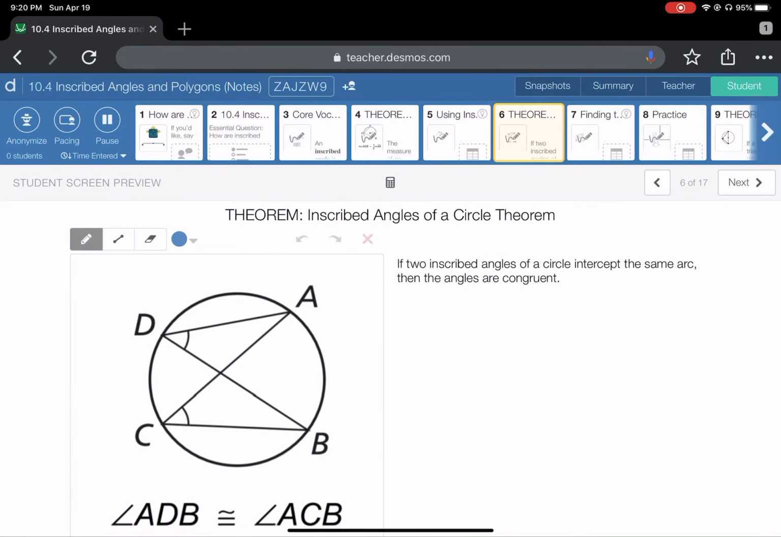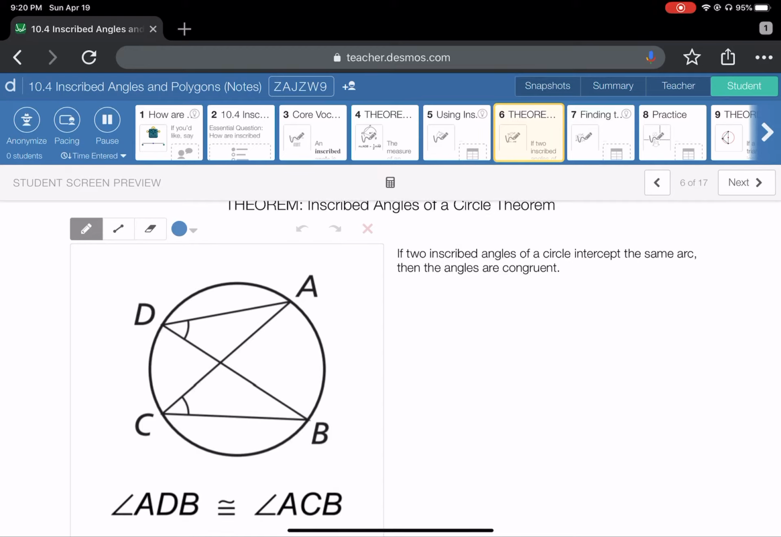All right, next theorem, we have the inscribed angles of a circle theorem. So if I have two inscribed angles of a circle that intersect the same arc, then the angles are congruent.